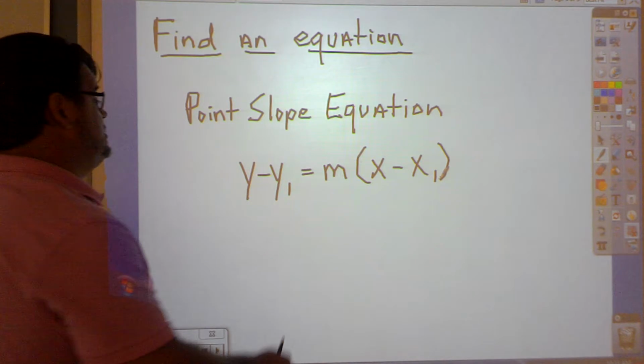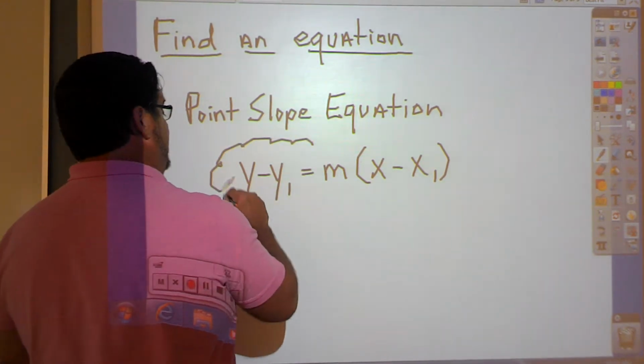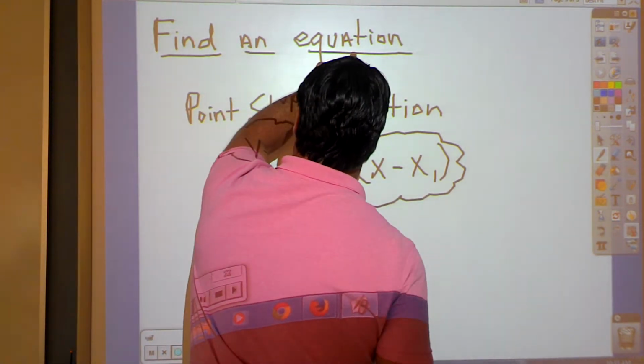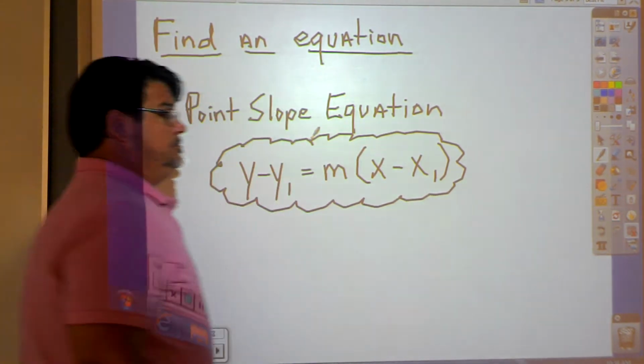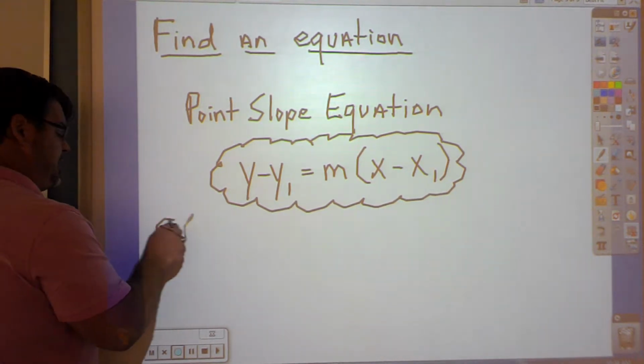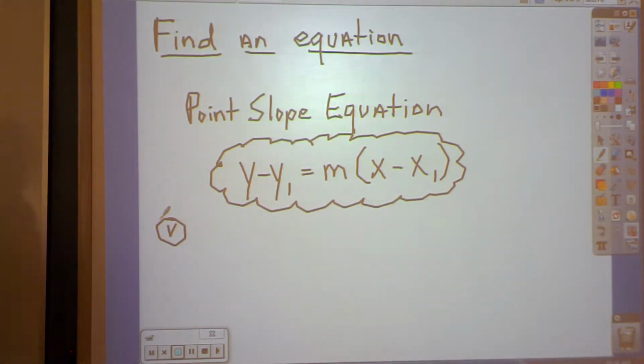When do you use this? Well, you use it when you see the directions: find an equation. Now, let me ask you a question. What do you think you need to have to use the point-slope equation? You're going to need a slope and a point. Yep. A point or points? A point. Now, here's the three types of problems that you're going to see.